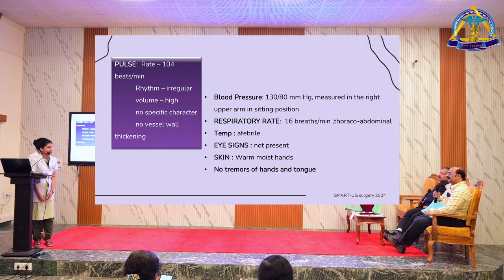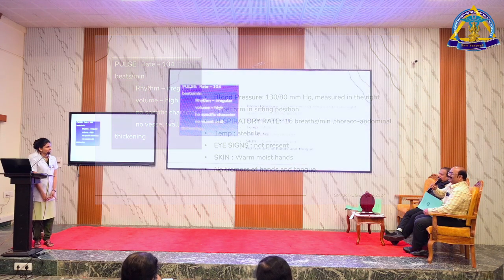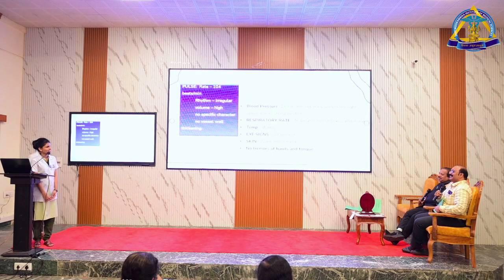What is Mobius sign? Inability to converge the eyes. Due to which muscle? Superior rectus, lateral rectus and inferior oblique. Okay, go.